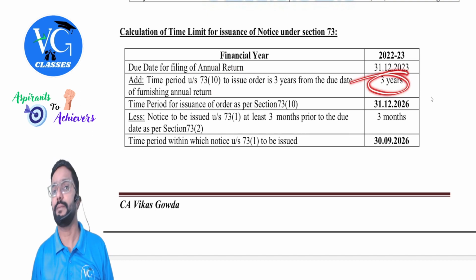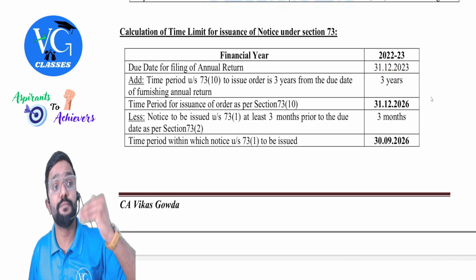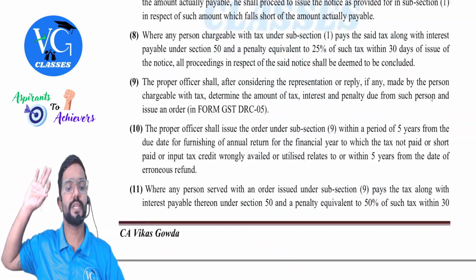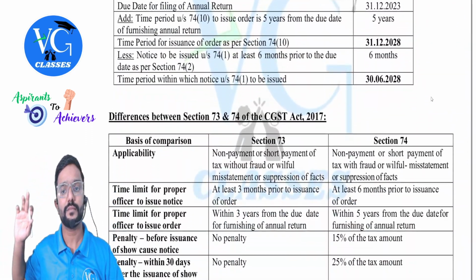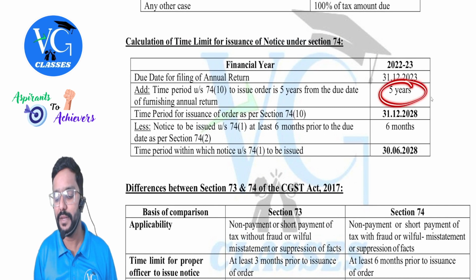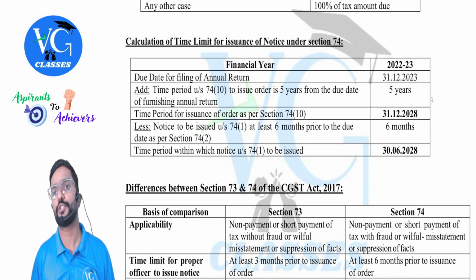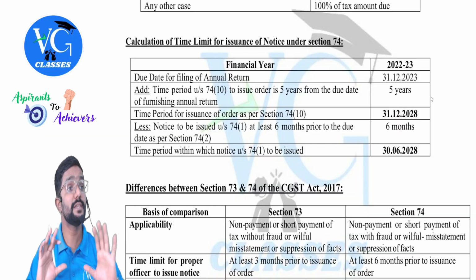Yes. 3 years time. Clear. But 3 months before that time, we need to issue the notice. Same way, when it comes to section 74 also, same scenario, but time limit is different. Here it is 5 years and 6 months before that notice has to be issued. Yes, sir. This is 74.